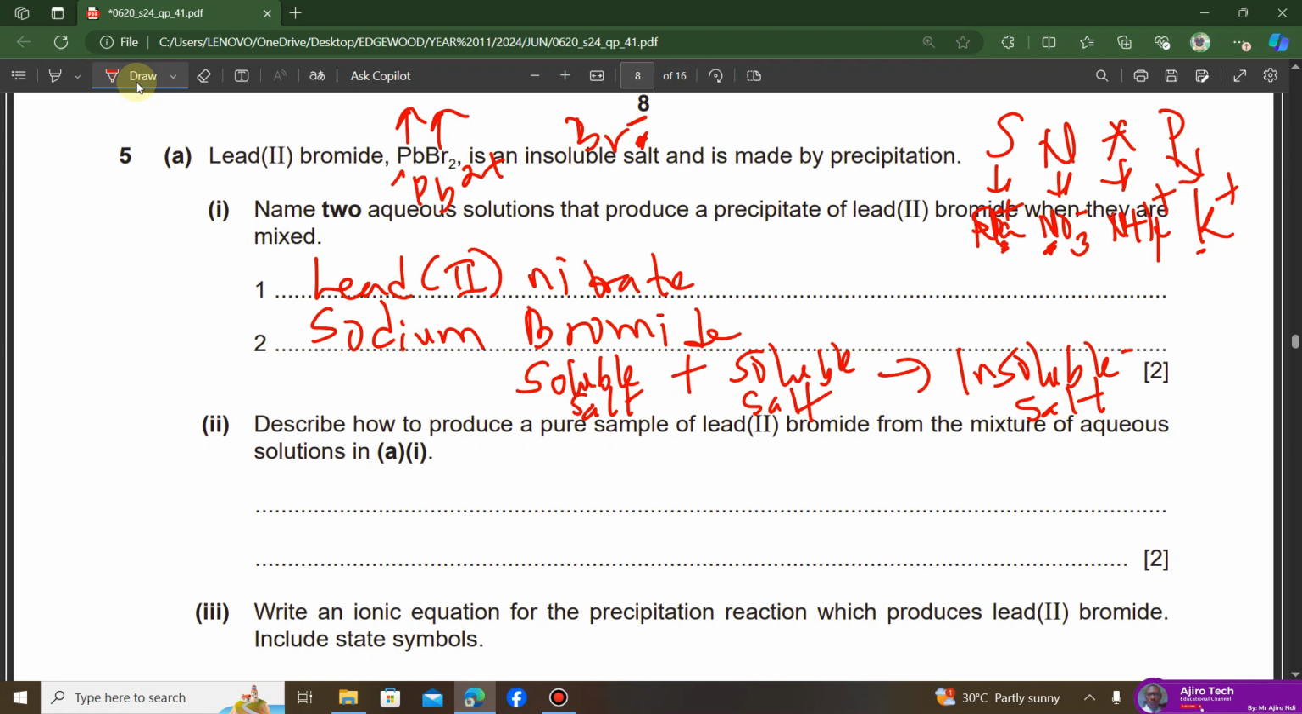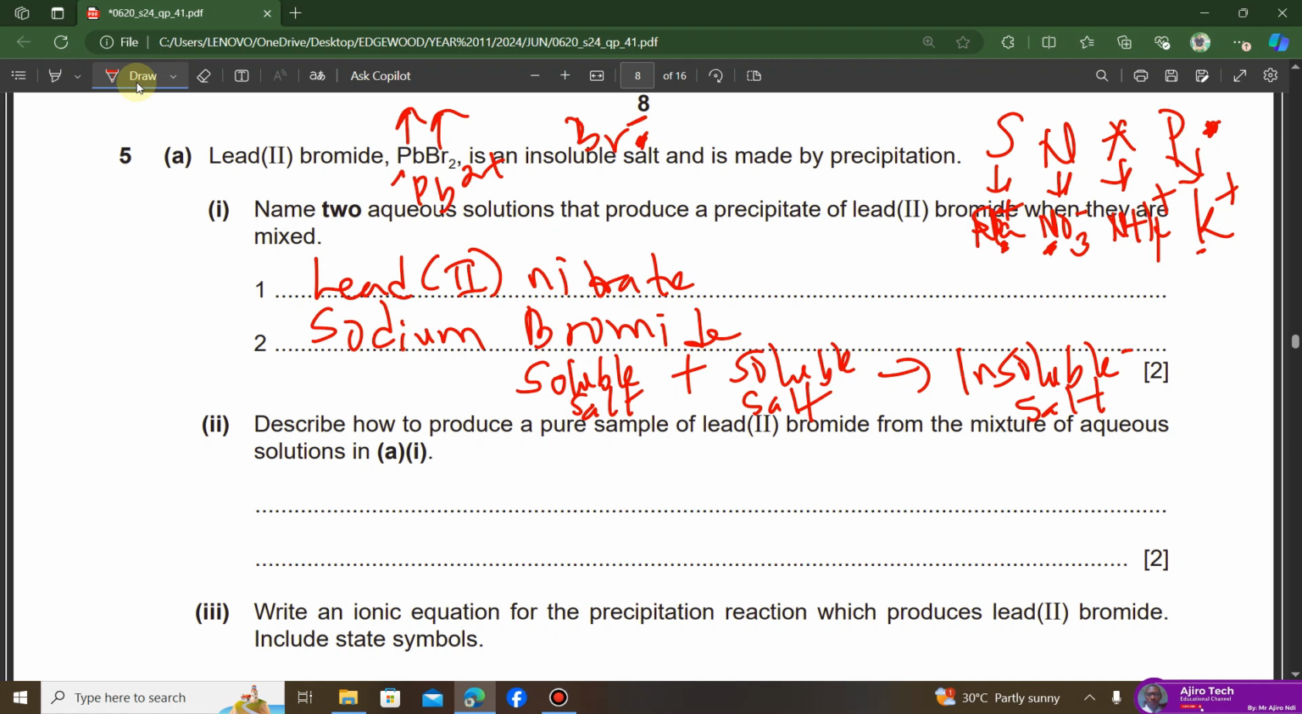I believe that's very easy to do. So you need to know these rules, and this is for the soluble salt. We also have a template for sulfates, a template for chlorides, and a template for carbonates. So you need to revise all of these templates before you go and take an exam.